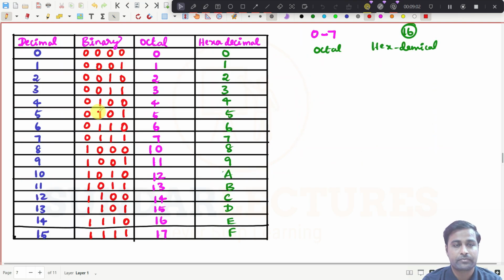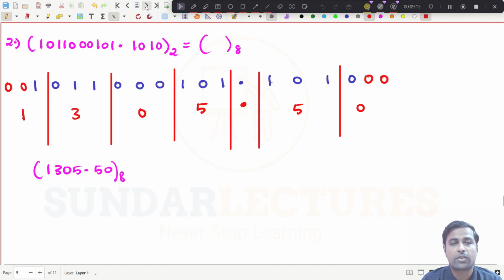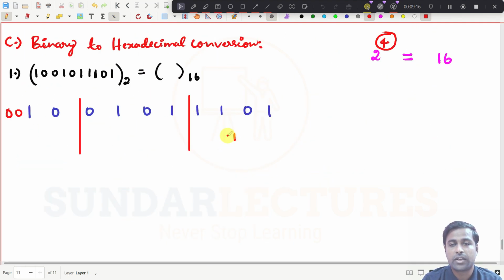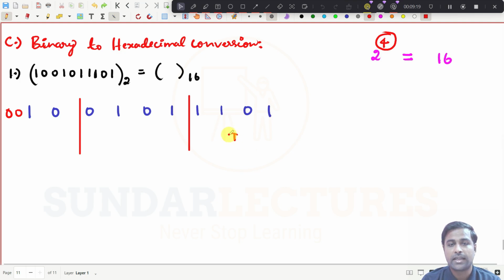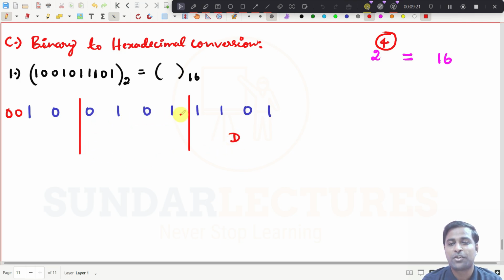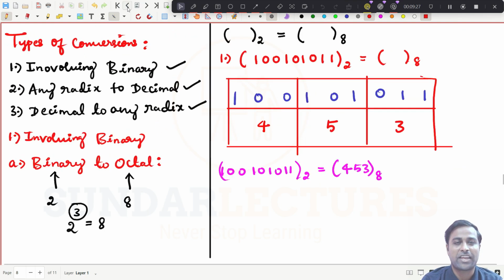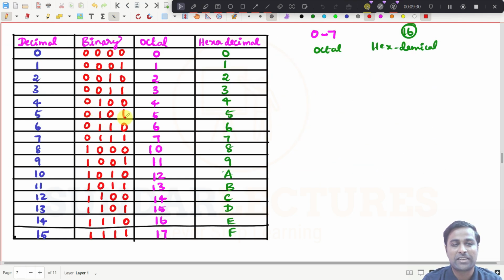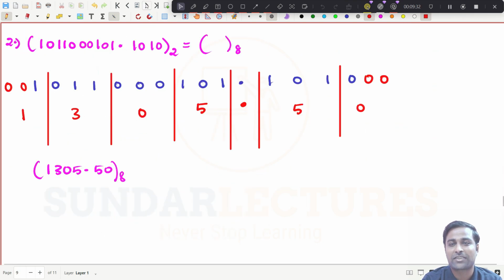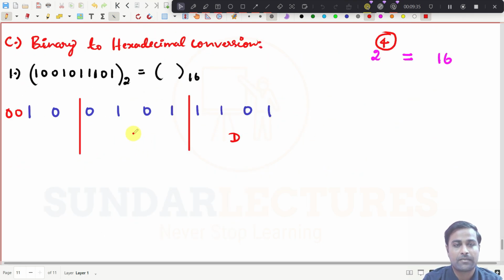And what is this one now? 1101. See here, 1101. It is D. Try to understand. 1101, the equivalent hexadecimal value is D, right? So what you need to do now? You have to put D here. And then 0101, this is actually 5. If you go here, you can easily understand. 0 1 0 1, it is actually 5. And what is 0 0 1 0?